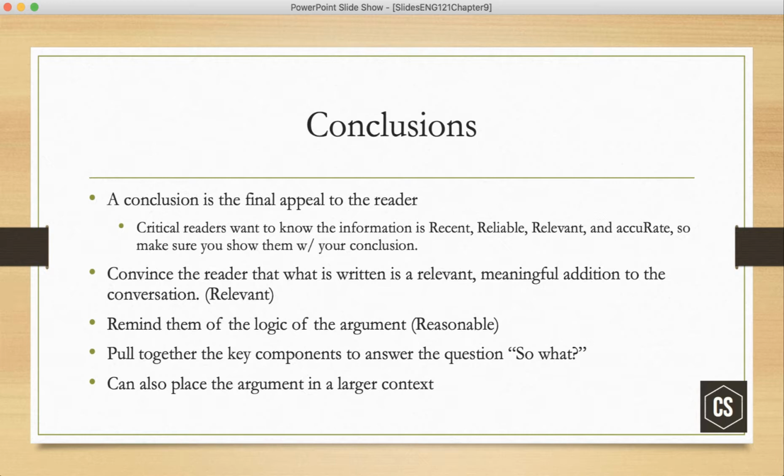Your job at the conclusion is not to restate, although that isn't a bad thing, but your job is to convince the reader that what is written is a relevant, meaningful addition to the conversation. Remind them of the logic of the argument that you've already laid down. Pull together the key components to answer the question, so what? Why are they listening? Why are they reading? And you can also place the argument in larger context.